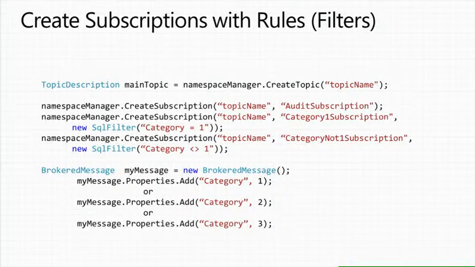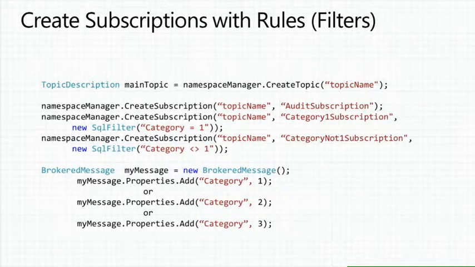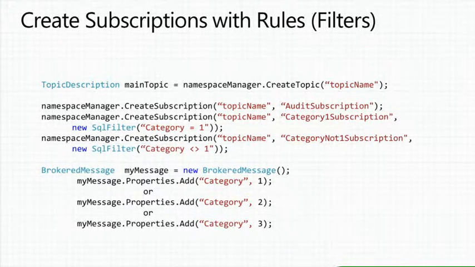So you create a topic, you create this audit subscription, you create the category 1 subscription, the category not 1 subscription. So you have these simple rules that you can create, SQL 92 dialect, and then you can set the properties on the messages that you send, and with that you can effectively distribute them to particular recipients. And you can make those rules fairly complex, and it's a SQL 92 dialect. We have that documented in the API with the SQL filter class.